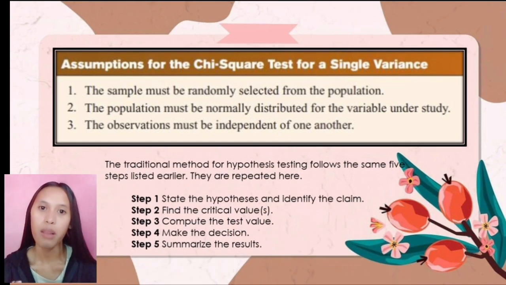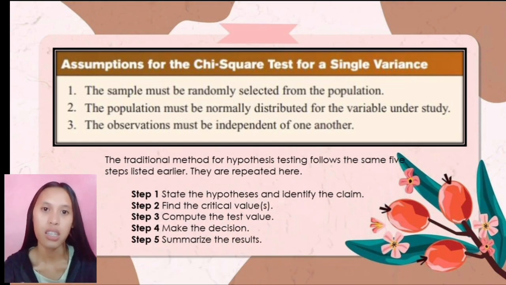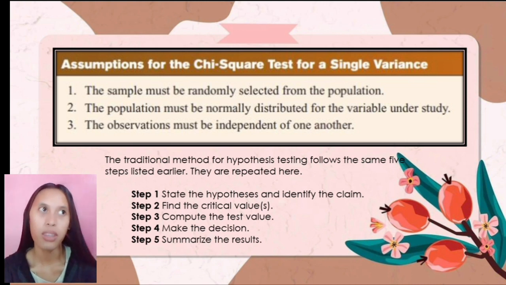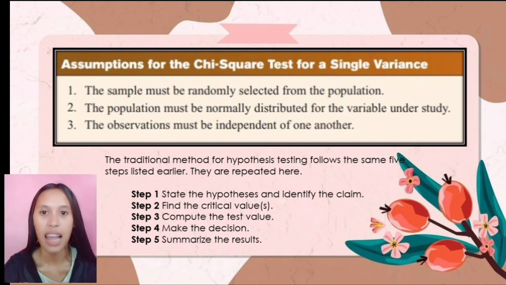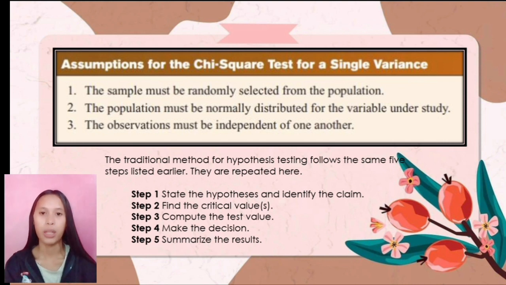The traditional method for hypothesis testing follows the same 5 steps listed earlier. They are repeated here. Step 1, state the hypothesis and identify the claim. Step 2, find the critical value. Step 3, compute the test value. Step 4, make the decision. And lastly, summarize the result. So let us have an example.